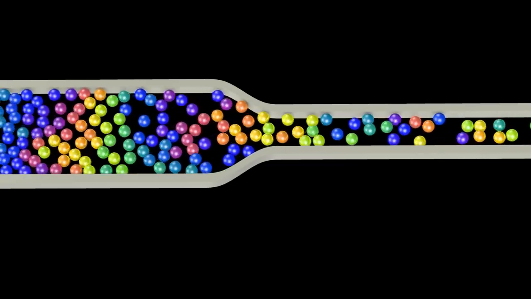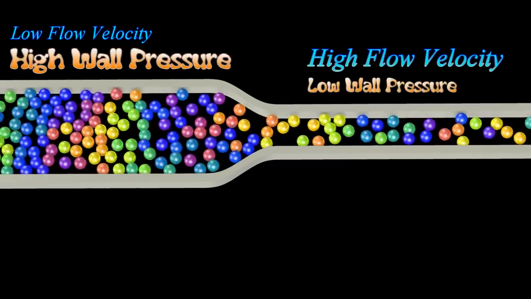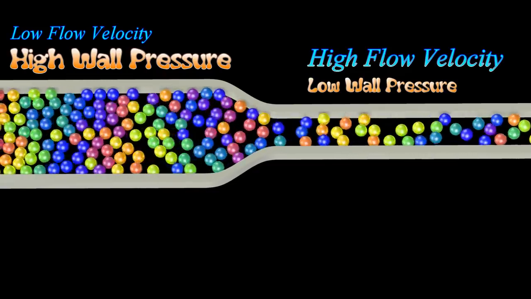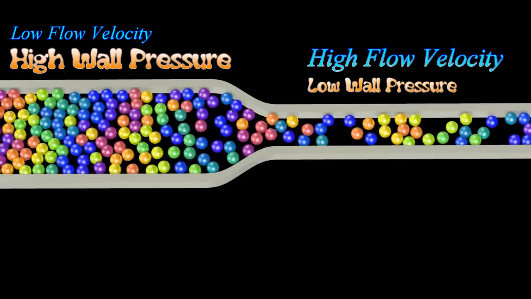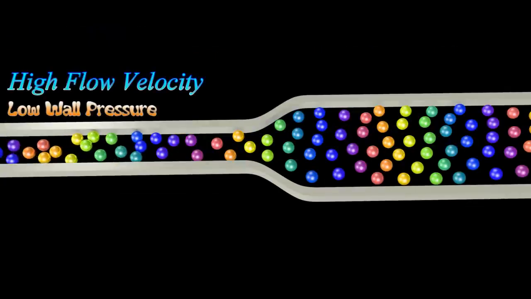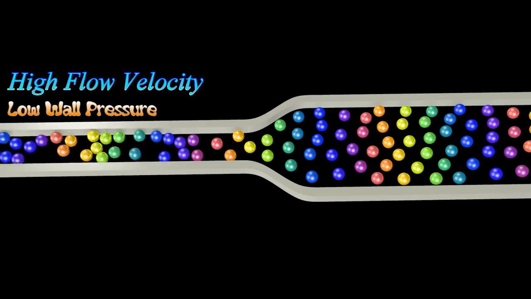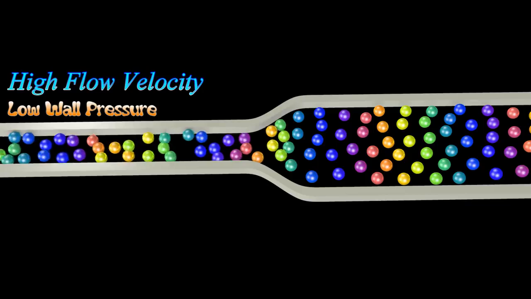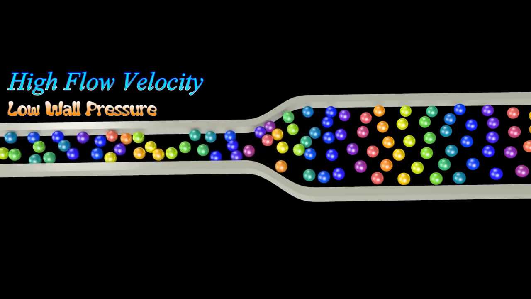The atoms inside the narrow section are more likely to have a smaller component of their velocity perpendicular to the pipe and a larger component of their velocity parallel to the pipe. Hence, the atoms in the narrow section will exert a smaller pressure on the walls, but will have a larger flow velocity.